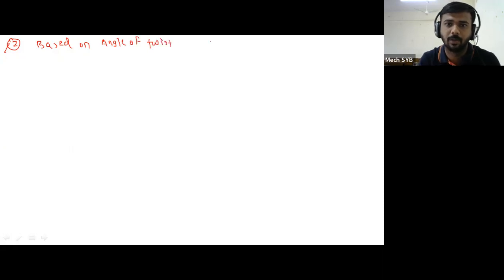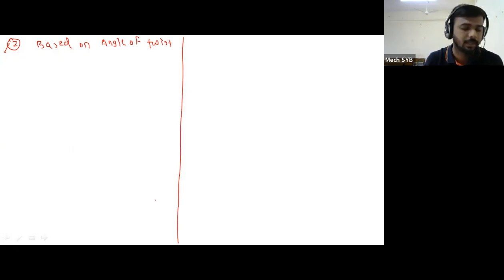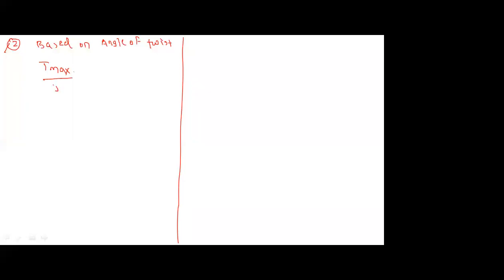Based on angle of twist. Like this also you have to write in your notebook. Based on angle of twist, we have the formula. What is the formula? T max upon J is equal to G theta by L. Theta by L.